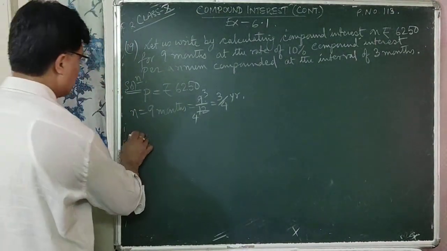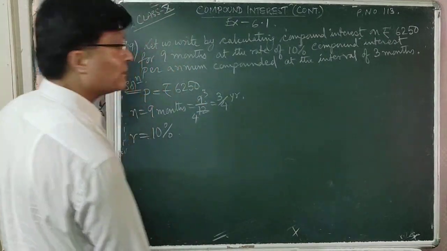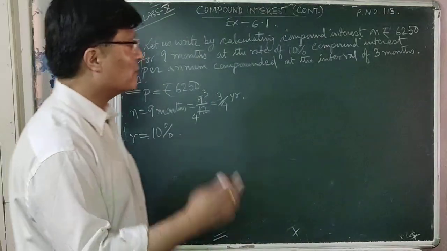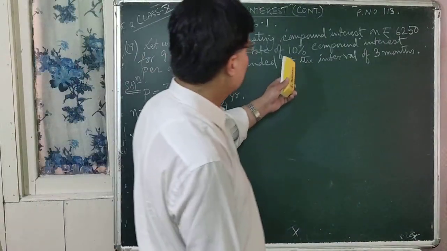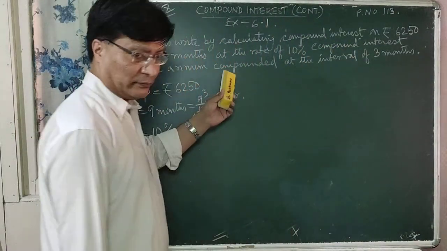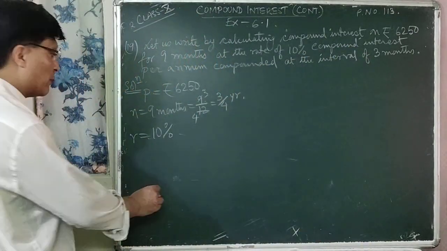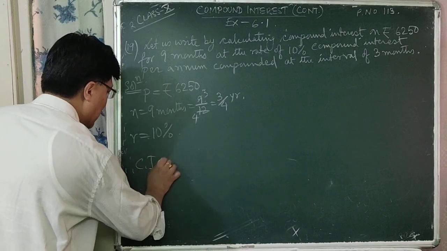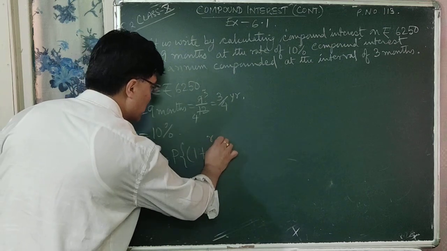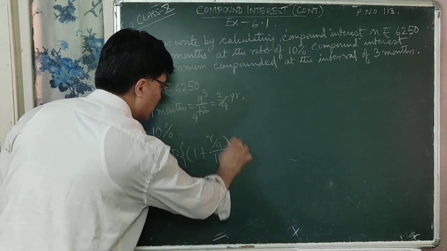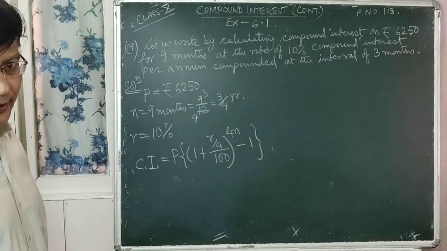Okay. What is the rate? Rate of compound interest per annum is 10%, right? So now let us find out the compound interest, at 10% per annum compounded at an interval of 3 months. Let us write down the formula now. CI is equal to, what was the formula? It is P within second bracket 1 plus R by 4 divided by 100 whole to the power 4N minus 1. So this is the formula, right?